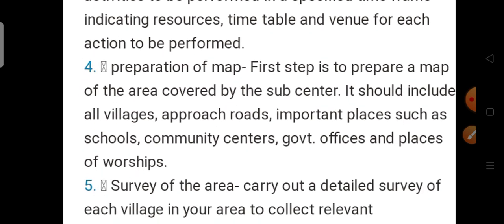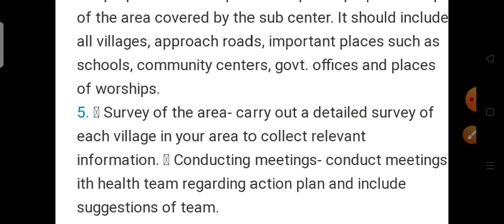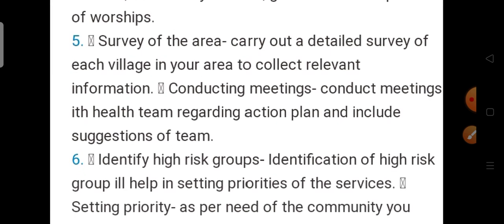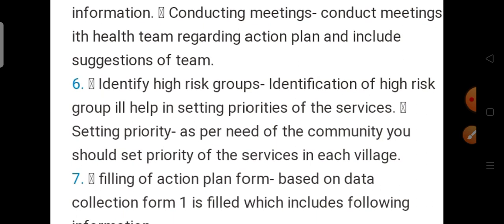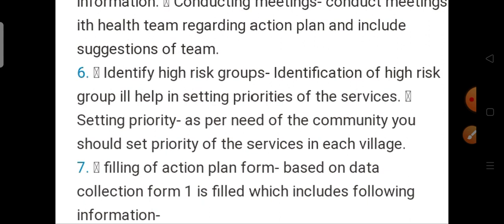Next, preparation of the map. The first step is to prepare a map of the area covered by the subcenter. It should include all villages, approach roads, and important places such as schools, community centers, government offices, and places of worship. Next one is the survey of the area. Carry out a detailed survey of each village in your area to collect relevant information, conducting meetings with the health team, recording the action plan, and including suggestions of the team. Identify high risk groups. Identification of high risk groups will help in setting priorities of the services. That is the reason we have to identify the high risk groups.